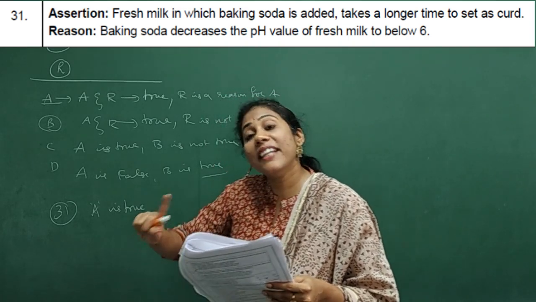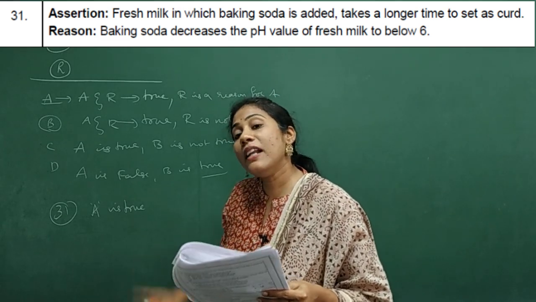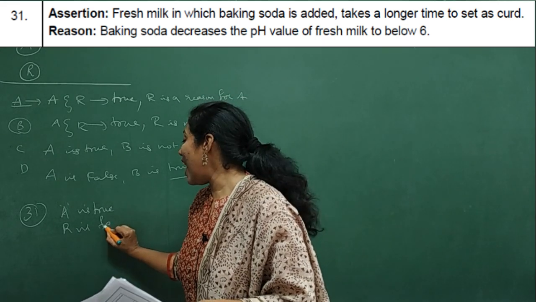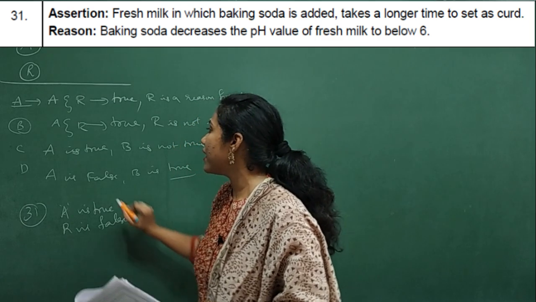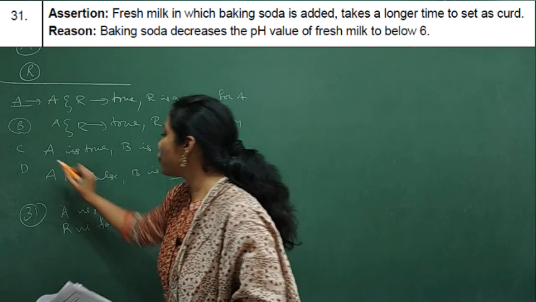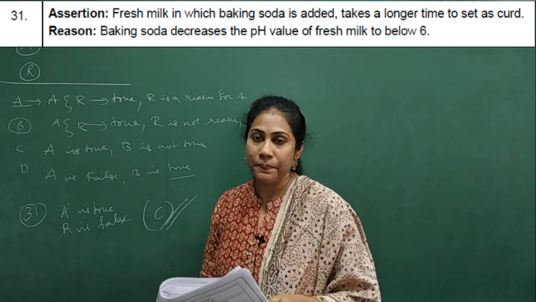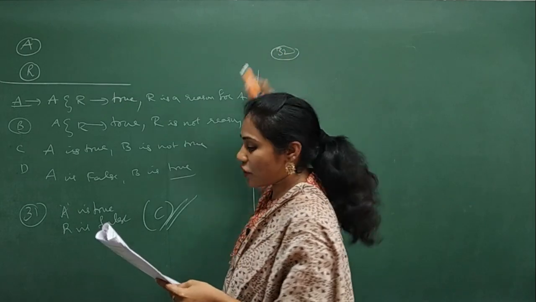No, baking soda increases the pH value, right? Baking soda makes the milk alkaline. That's the reason it is added, right? So here R is not at all true. Okay, so A is true, R is false. A is true, R is false. So for 31st question, option C is the answer. Okay. And coming to 32nd question, guys.